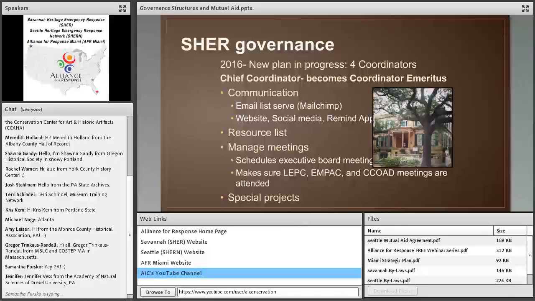But again, this is like a VOAD, a volunteers active in disasters, but our VOAD isn't strictly volunteer. They also work with SEMA and a lot of the other folks. But making sure that we're attending their meetings, they're attending our meetings, making sure that we're keeping all this networking going. And then any special projects as well, that's going to be the chief coordinator's job, and then they're going to then roll off and become the coordinator emeritus so that we have a lot more continuity and a much smoother transition. And again, I'll be taking on that role starting in 2017.